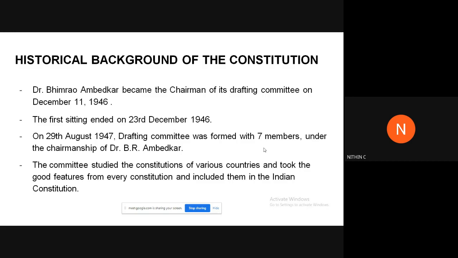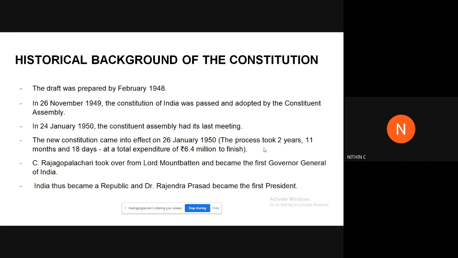So the different aspects like directive principles of state policy and fundamental duties, all these have been taken from other constitutions. So the good features from the different constitutions around the world have been included in the Indian constitution.